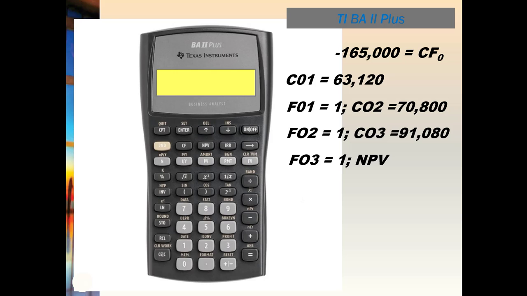If you finish all your entries, and it comes to the next cash flow, you just enter 0. Then it will come back to the cash outflow. When you see CF0 on your screen, then you press the net present value key.